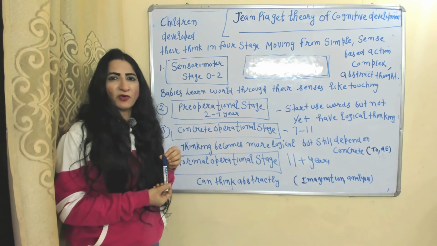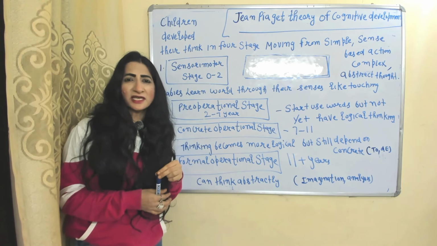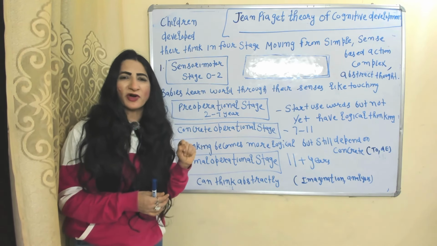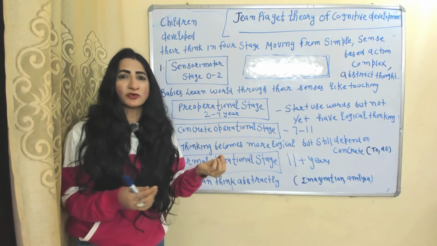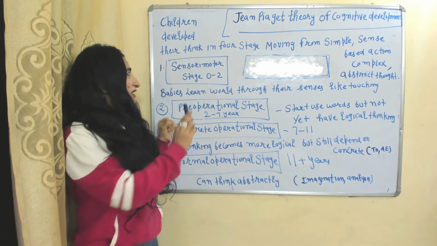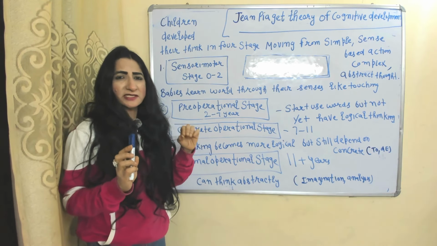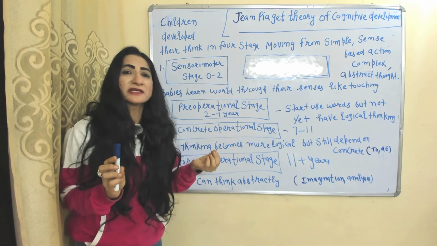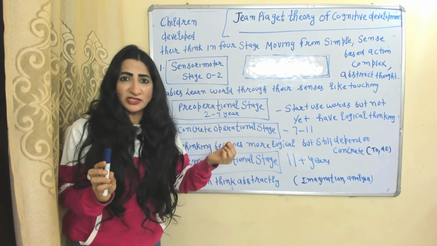Jean Piaget's theory of cognitive development. According to Jean Piaget, the thinking of children develops through four stages. They move from simple sense-based action to more complex and abstract thought. First stage is the sensorimotor stage, from 0 to 2 years. In this stage, babies try to learn through their senses. For example, babies try to learn through touching.